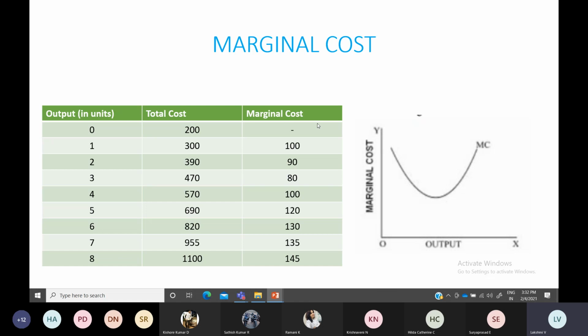How? First will be nil. Okay, next how we are finding it: 300 minus 200, you will be getting 100. 390 minus 300 you will be getting 90. 470 minus 390, 80. 570 minus 470, 100. So like this, this minus this, you will put it over here. 820 minus 690, 130. 955 minus 820, 135. 1100 minus 955, 145.